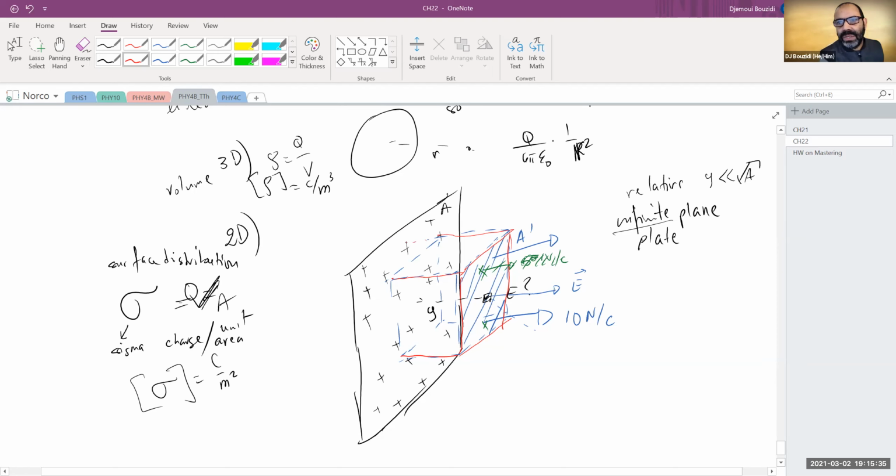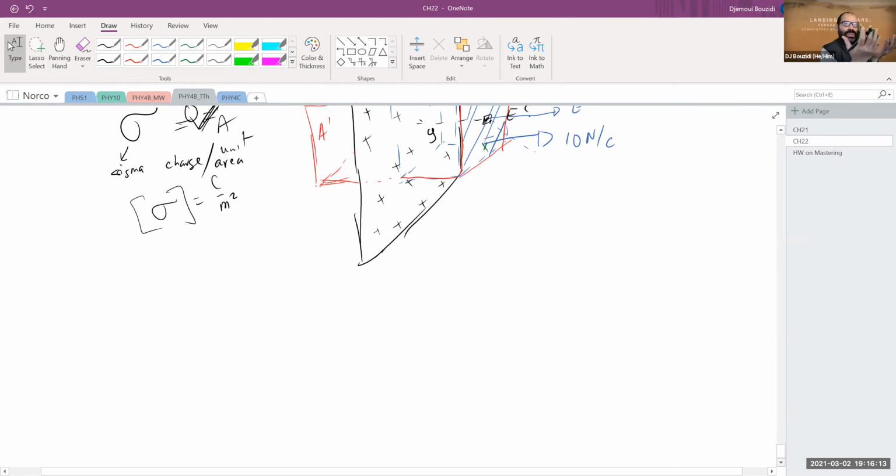I'm going to extend this surface to a distance y on the other side. So it's y on this side and y on the other side too. Okay. Hopefully you guys can visualize this surface with me. So this is the same area A prime, by the way, as on the other side. So far, so good. So the red one is my Gaussian surface.